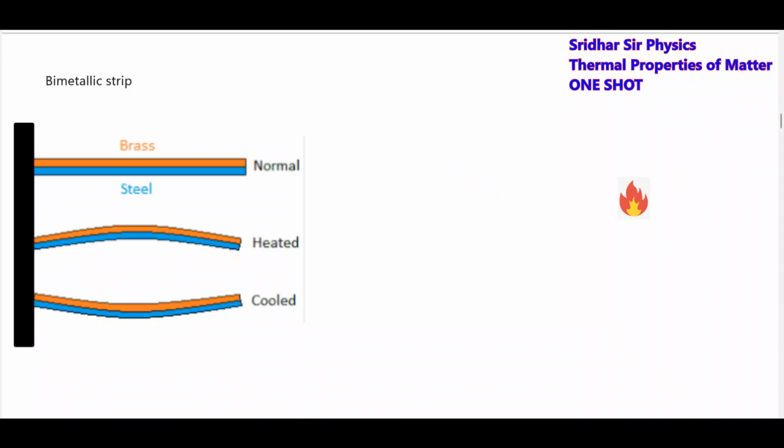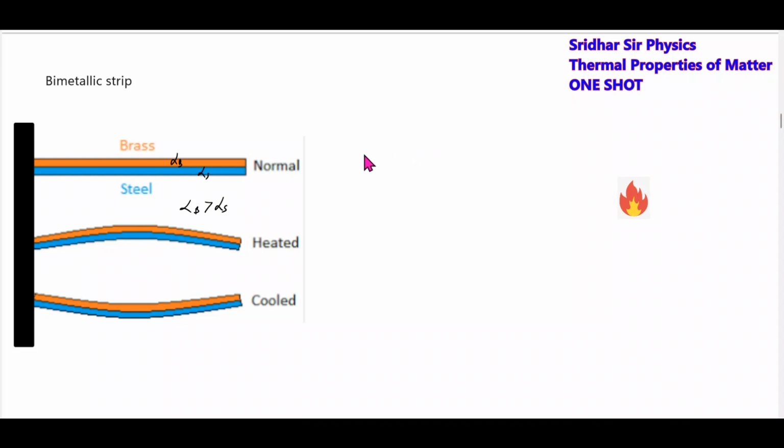What I do is, there's a rod, and I will increase the temperature. If I increase the temperature, then this will be alpha B and alpha S. What is the condition? Alpha B greater than alpha S. If you increase the temperature, it will bend like this. If you decrease the temperature, it will be like this.